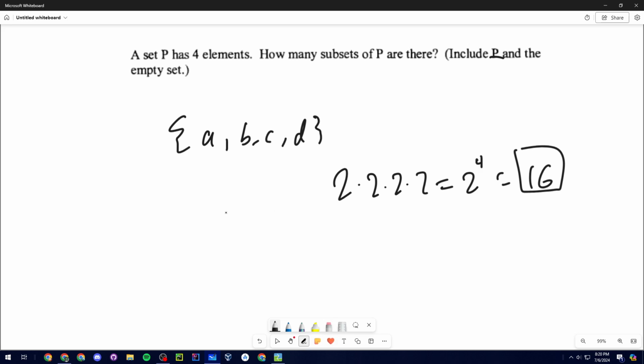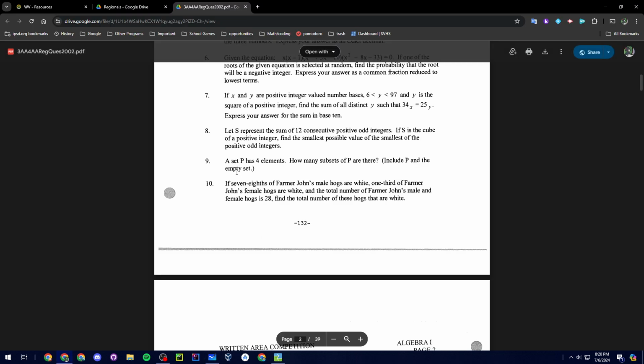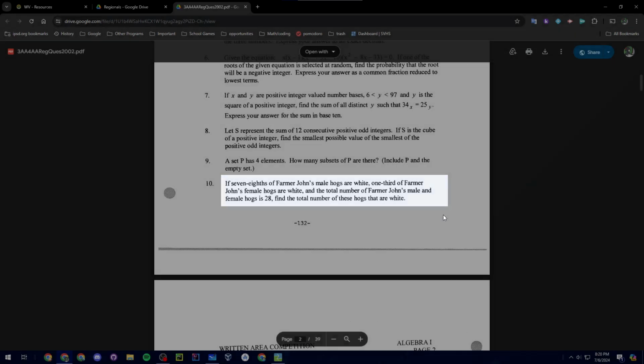Okay. Oh crap! Just dropped something on my desk. All right, moving on. Oh, fractions.